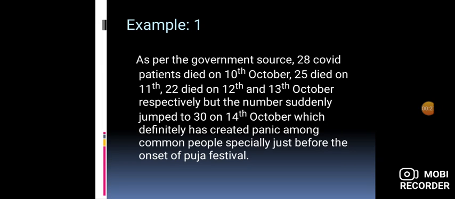What is this passage? As per the government source, 28 COVID patients died on 10th October, 25 died on 11th, 22 died on 12th and 13th October respectively, but the number suddenly jumped to 30 on 14th October, which definitely has created panic among common people, especially just before the onset of Puja festival. This is the passage, a small passage. Now we will convert the information or data represented through this passage in a diagrammatic way.